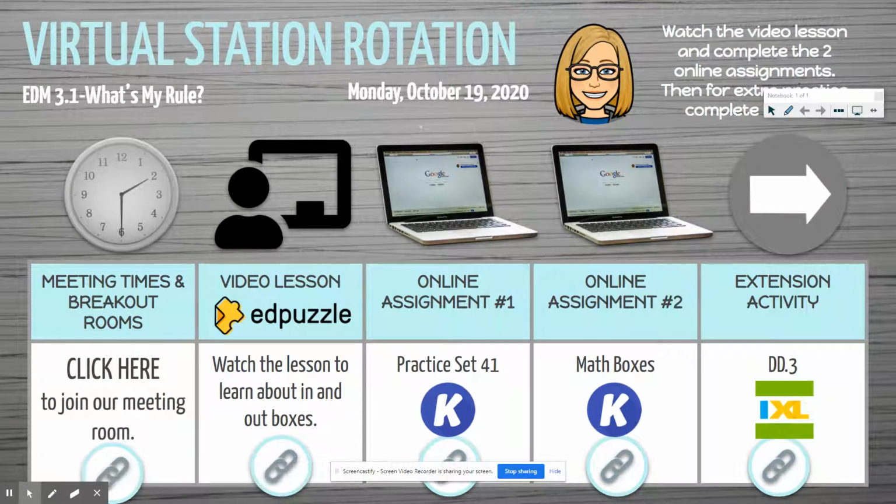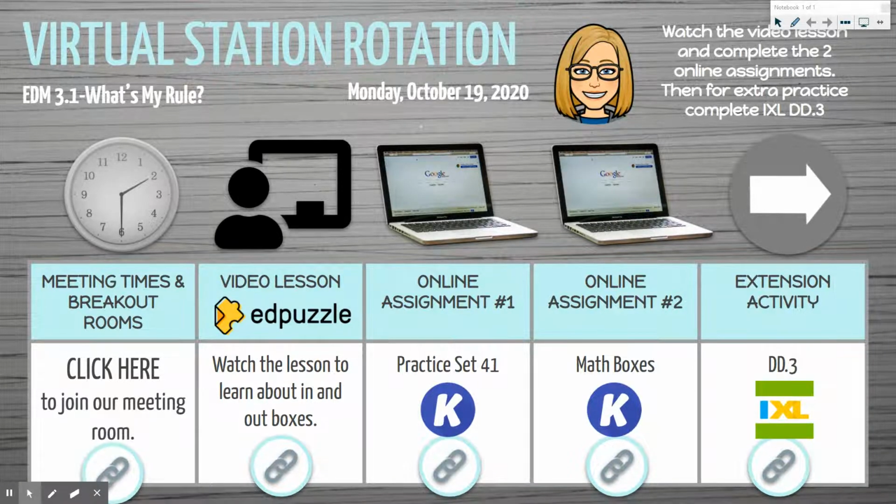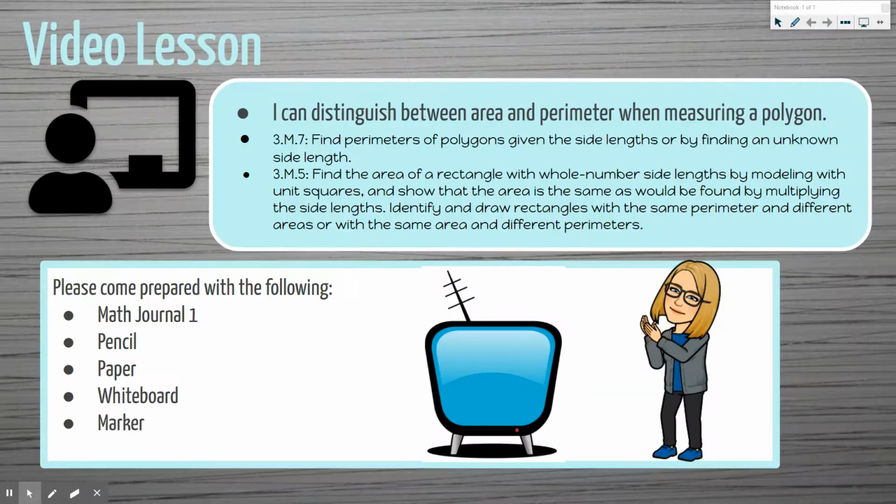Hey guys, for our lesson today, we are looking at 4.7 area and perimeter, and we are going to be doing the Ed puzzle. Then you have a practice set, page 41, finding the perimeter of these shapes. Next, you will have your math boxes, and then I want you to continue practicing perimeter by going to IXL DD3 and scoring at least 80%.